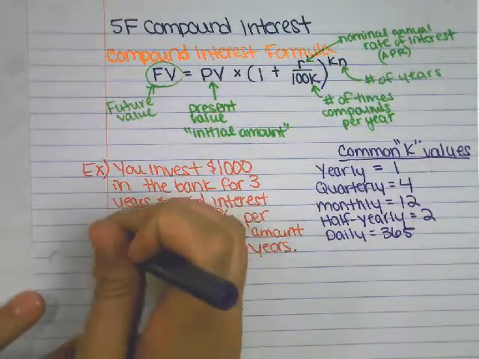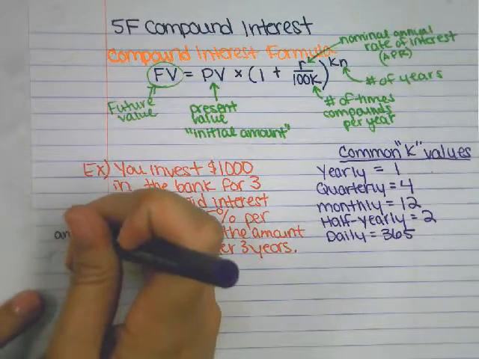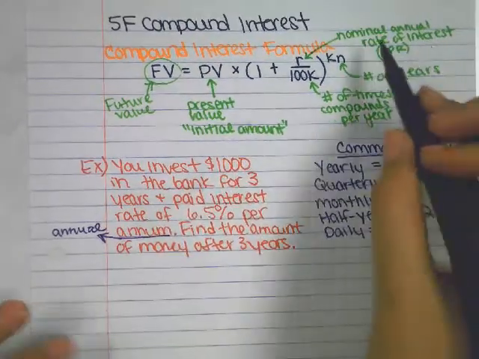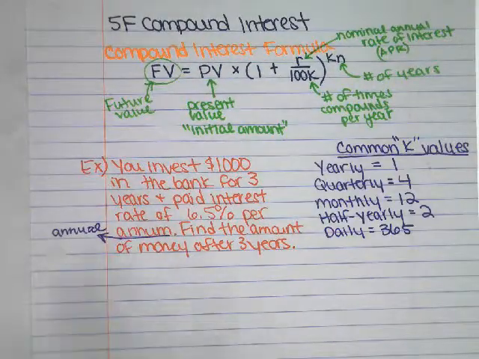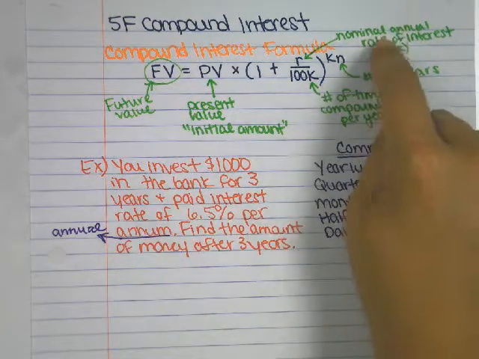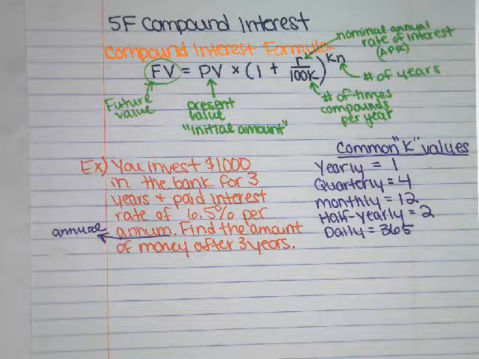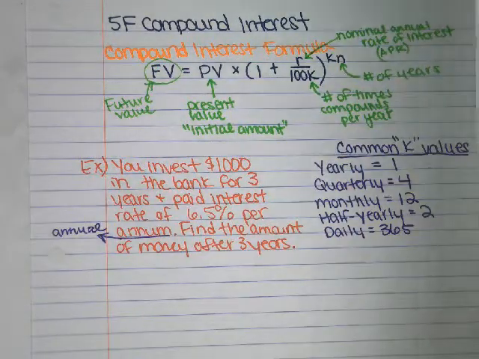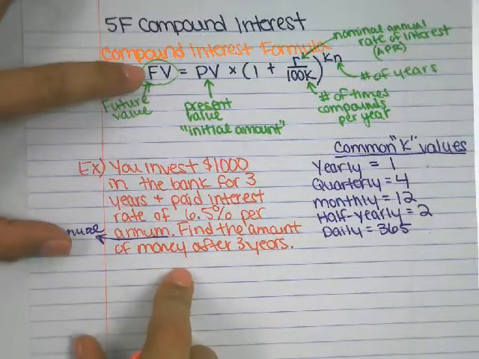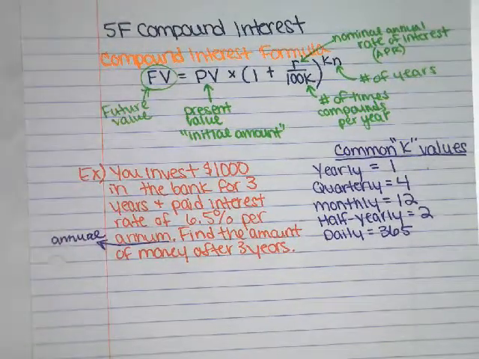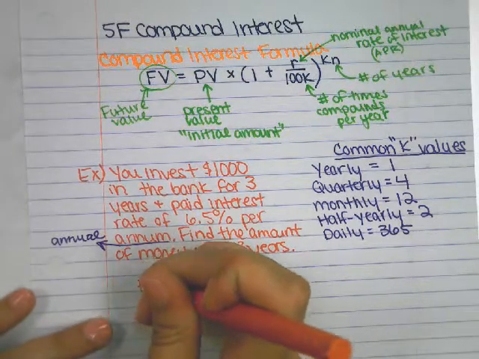So this is kind of like this up here, nominal annual interest rate. Annum is another word for annual. Okay, so that fits right in here. Those kind of mean the same thing. So we're going to plug in everything that we know. We're trying to find the amount of money after 3 years, so we're trying to find our future value. That's the amount of money we have after a certain number of years.